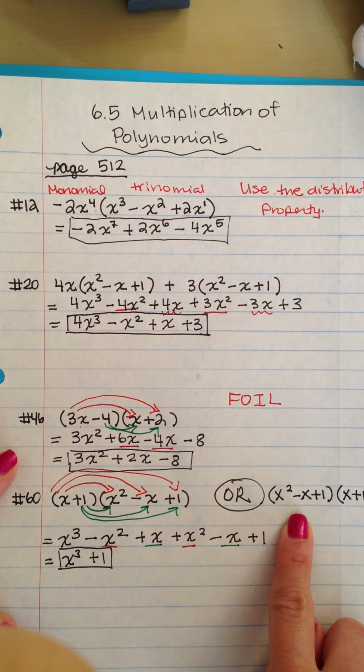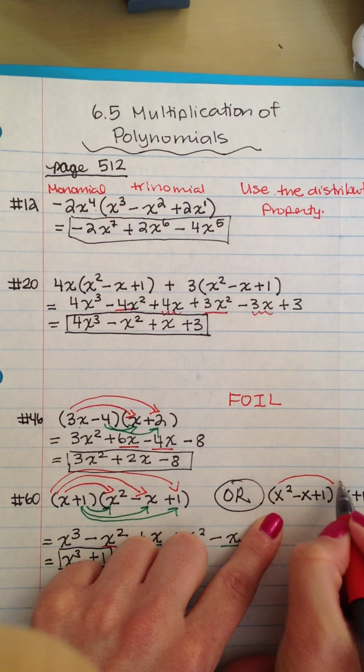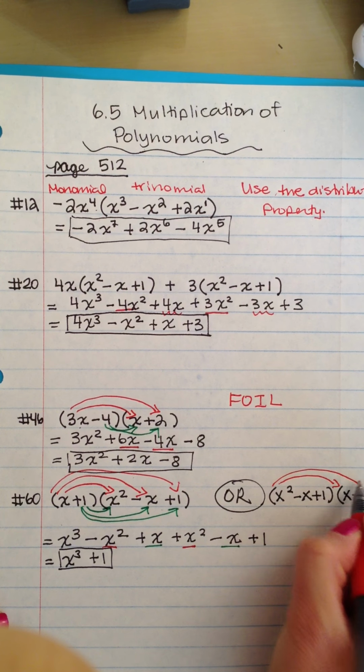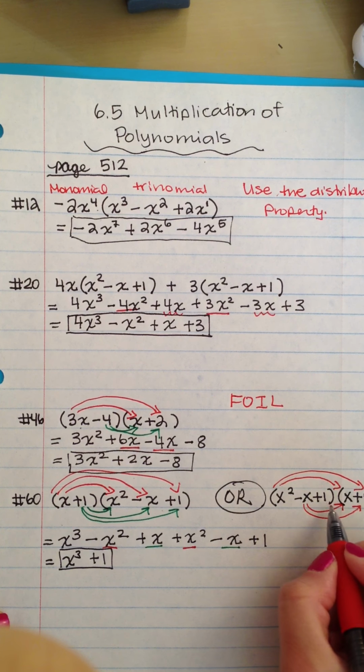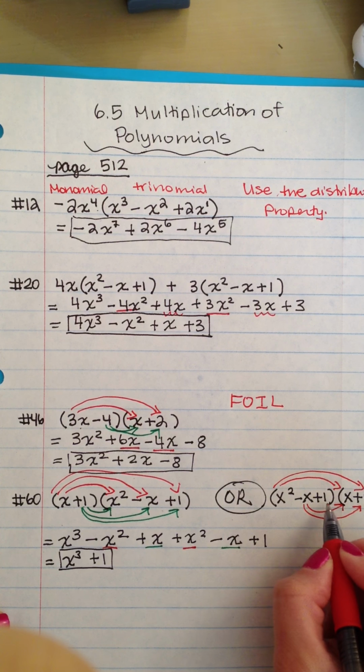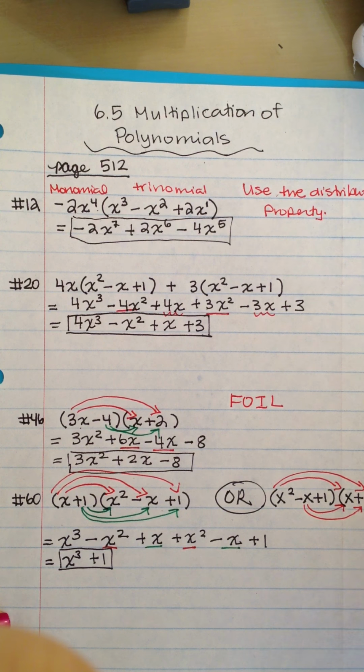If you look at it this way, you're going to take x squared, multiply it with the x and with the 1. Then take negative x, multiply it with x and with 1. Then take the 1, multiply it with the x and also with the 1. So this is just a different way to look at the problem, but whichever way you start, you have to get the same answer.